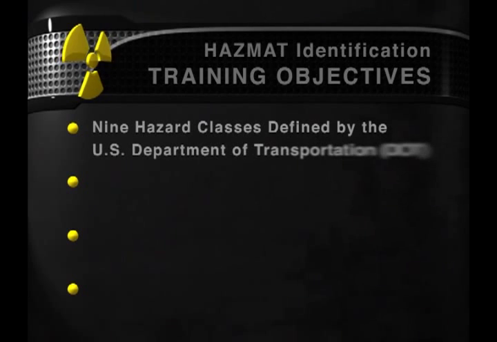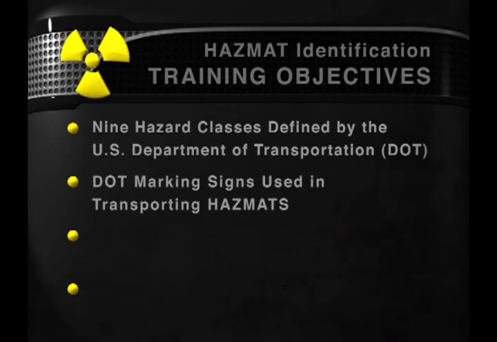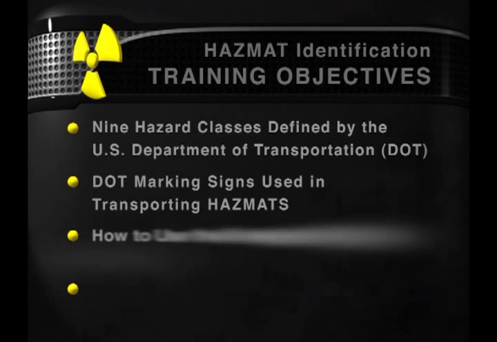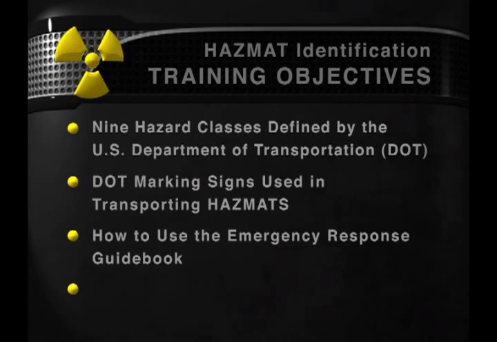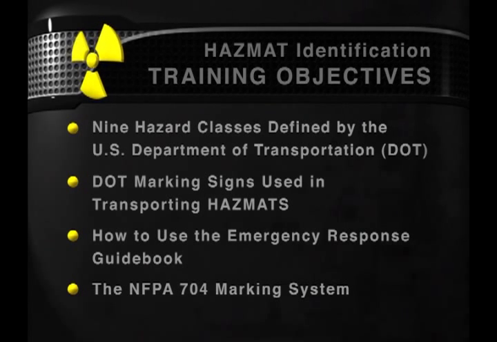The objectives of this program are to identify the 9 hazard classes defined by the U.S. Department of Transportation, or DOT, recognize the DOT marking signs used in transporting hazardous materials, know how to use the Emergency Response Guidebook to determine the identity and potential hazard of a placarded hazardous material, and to describe the NFPA 704 marking system.